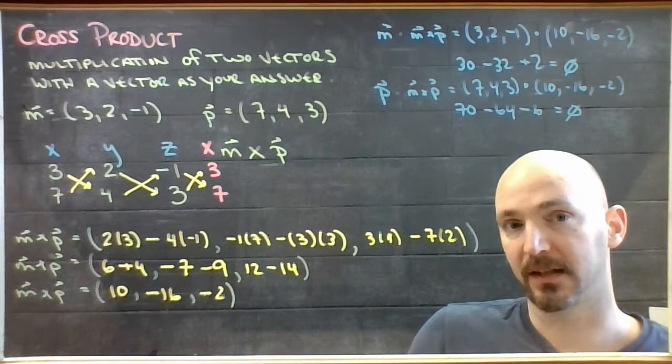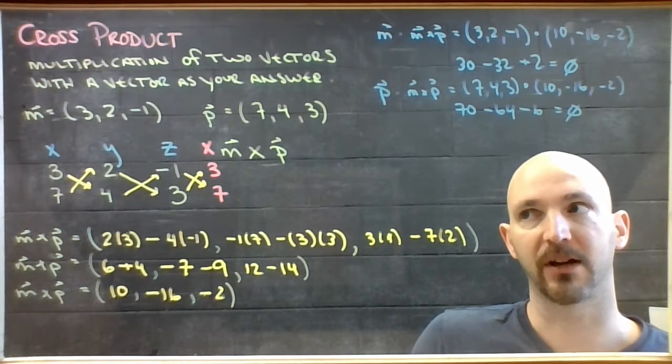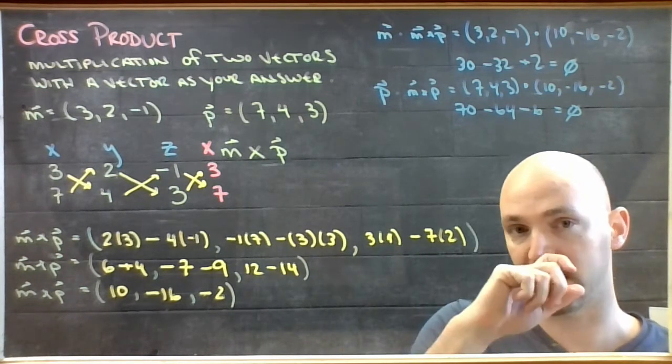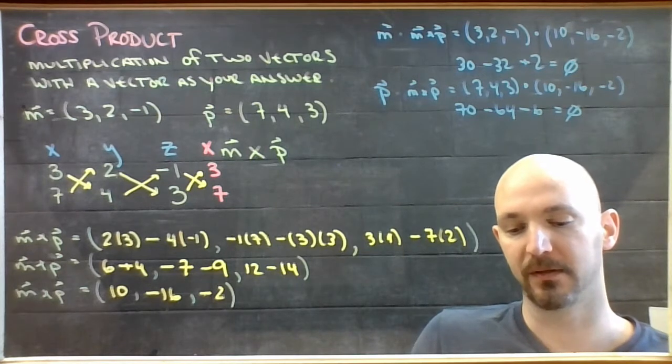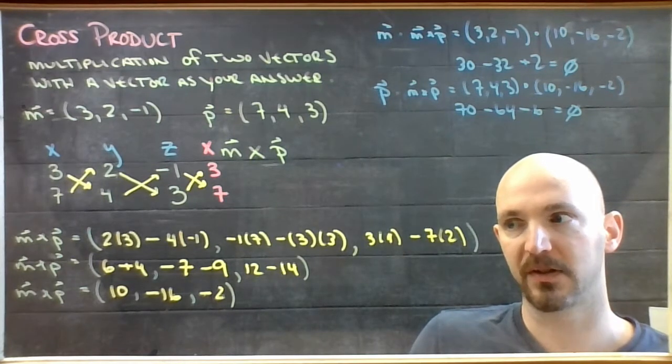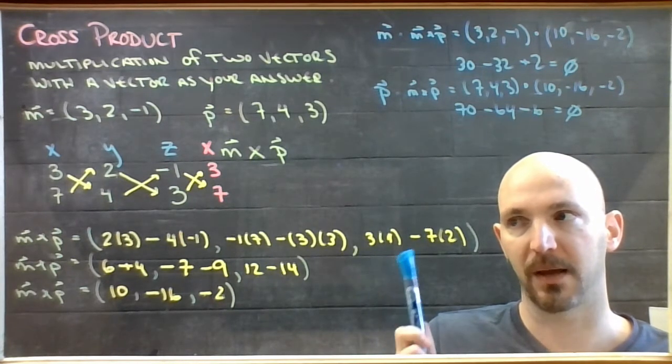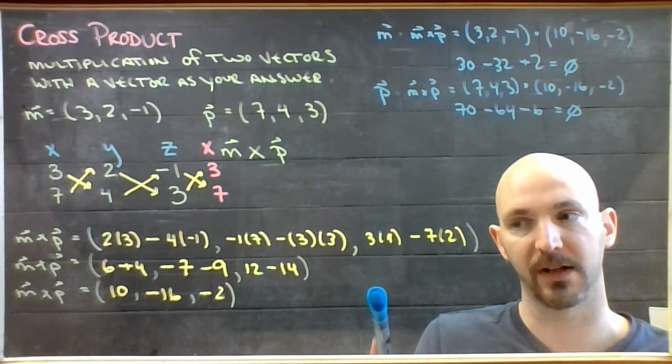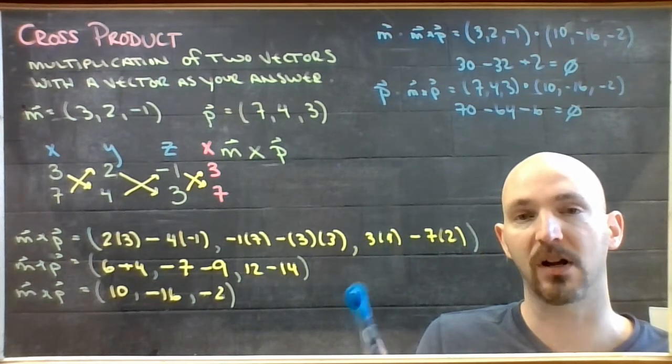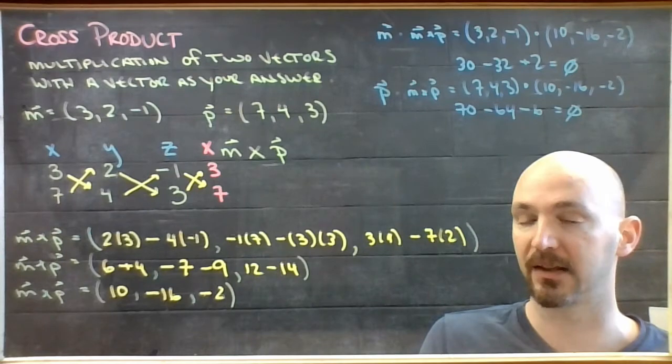Now that's it. That's all we're doing in this section, is figuring out how to do this cross product. So I'm going to try this again, but I'm going to do the other operation. I'm going to do p cross m, so we can see that the answer is slightly different.